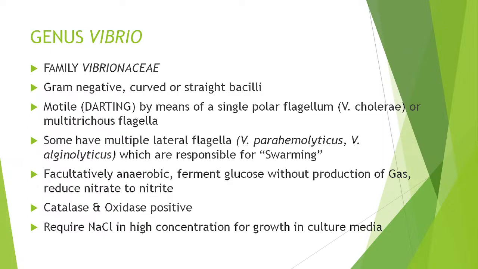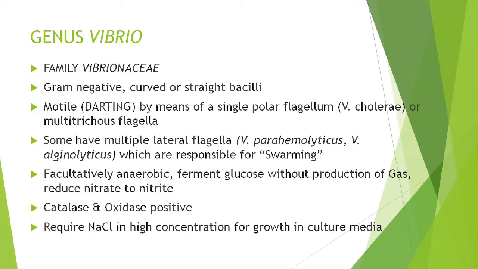So genus Vibrio, in the family Vibrionaceae there is a genus Vibrio. These are characteristically curved bacilli, gram negative, with a single polar flagellum. Some may have multitrichous flagella, but most of these bacteria have a single polar flagellum and they are very actively motile, very fast motility, just like you play darts, you cannot track the path of the bacteria when you see its motility. That is called darting motility.